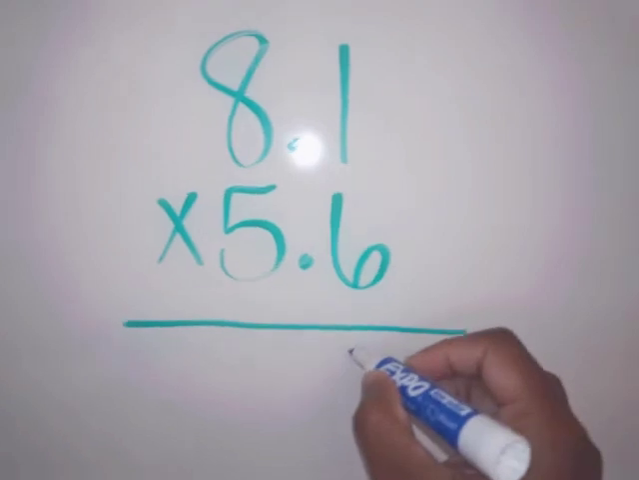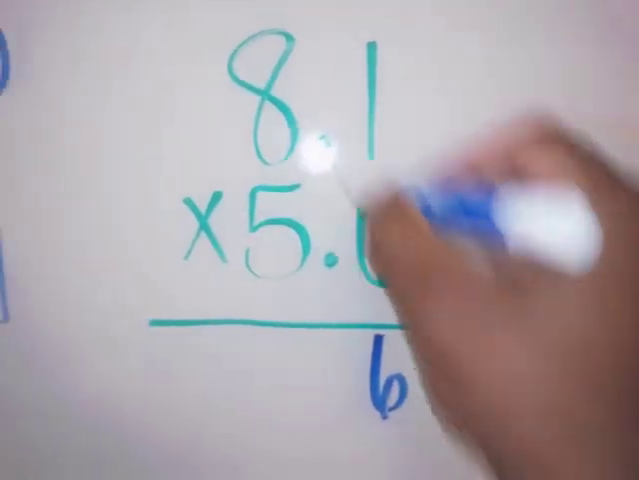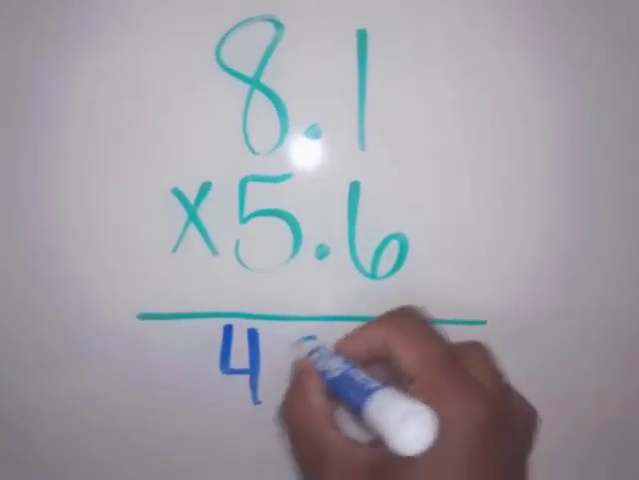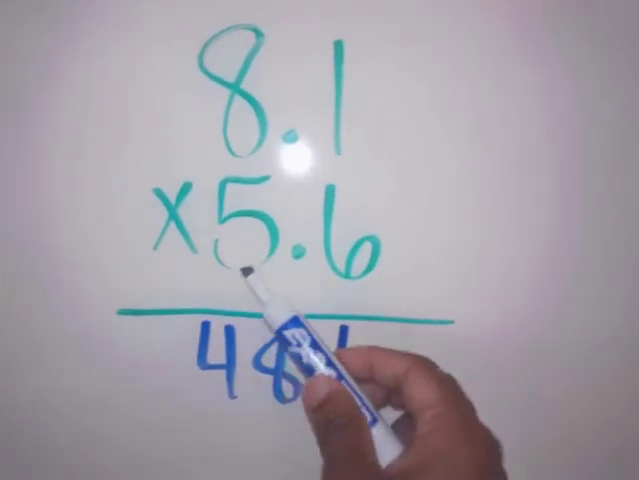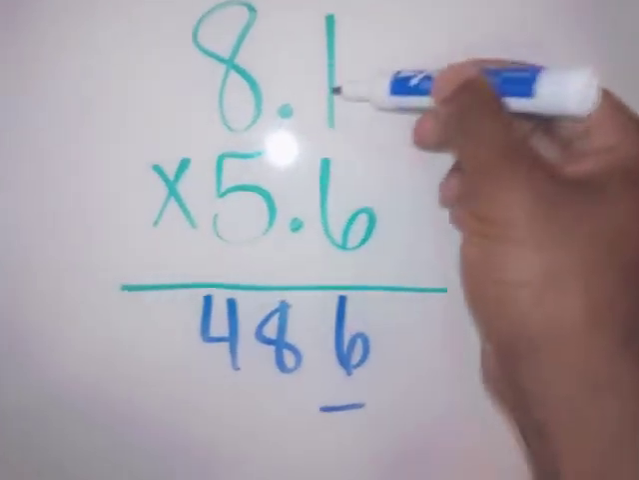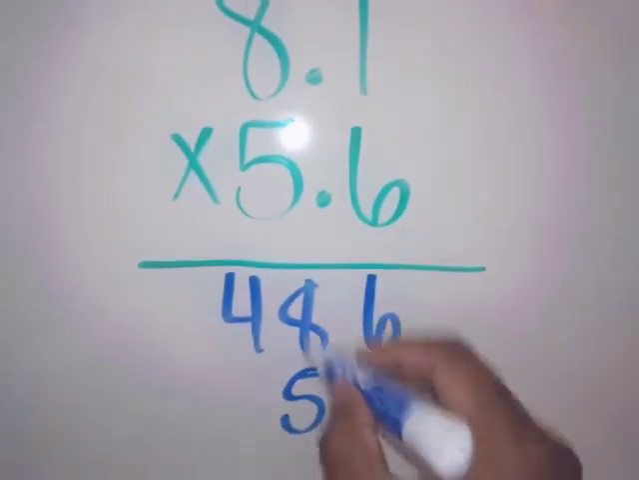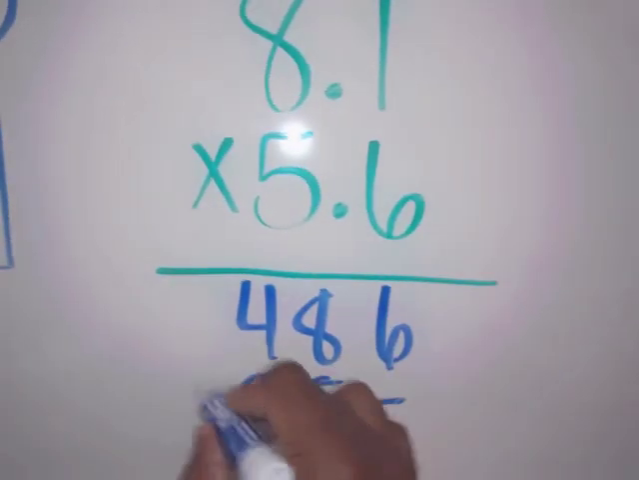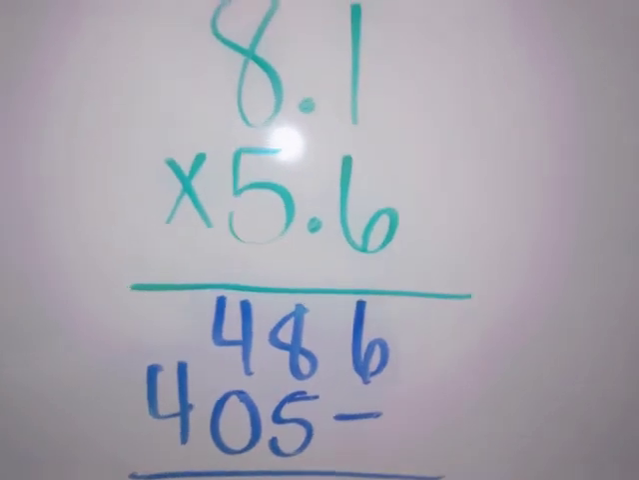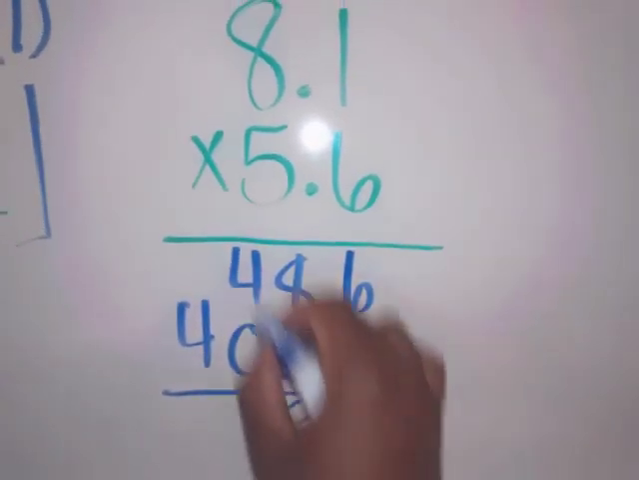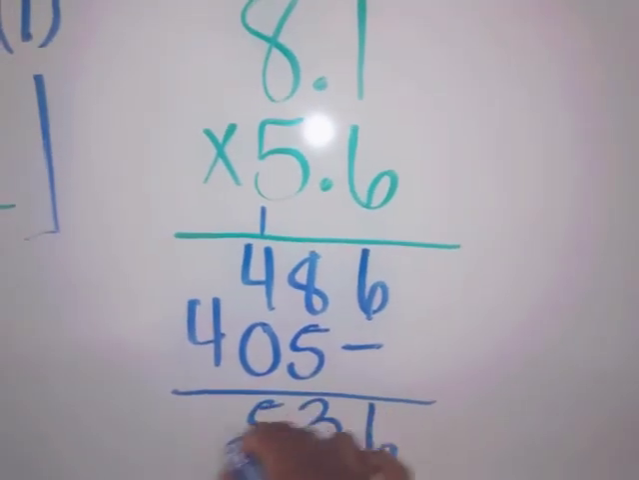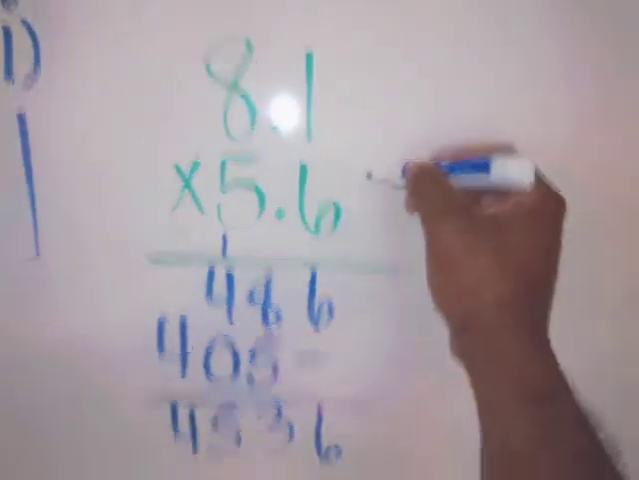6 times 1 is 6. 6 times 8 is 48. Put your placeholders. You're going to the tens place now. There's 5 here. 5 times 1 is 5. 5 times 8 is 40. Go ahead and add. We have 6 here. 13. 5. 4.